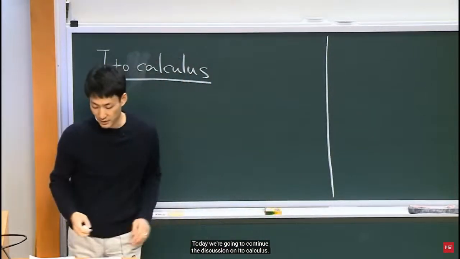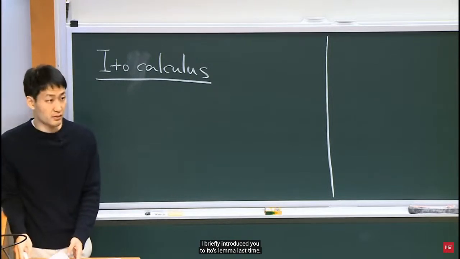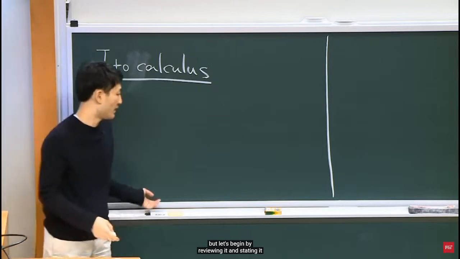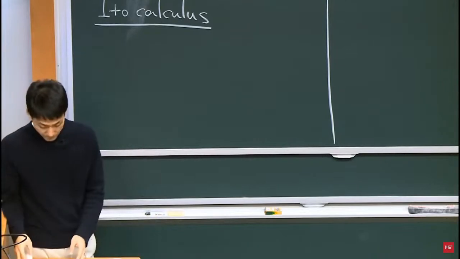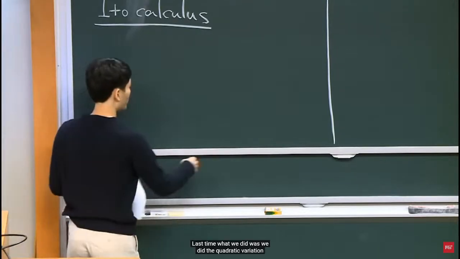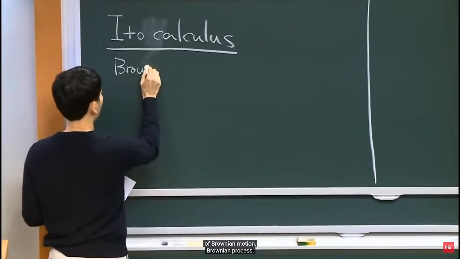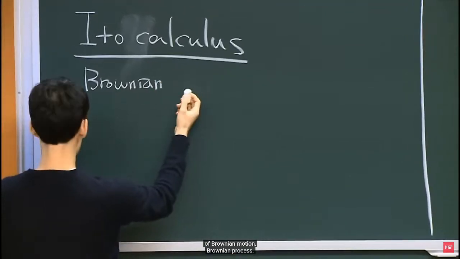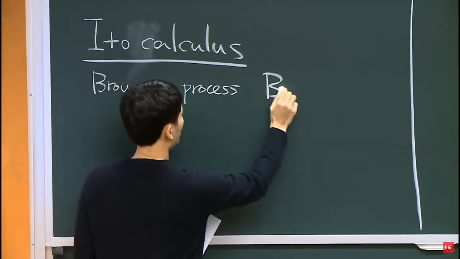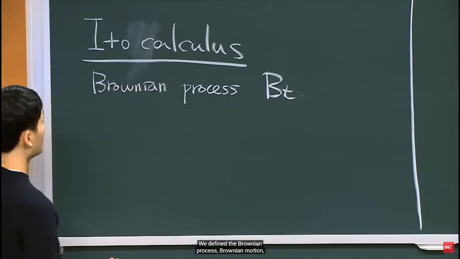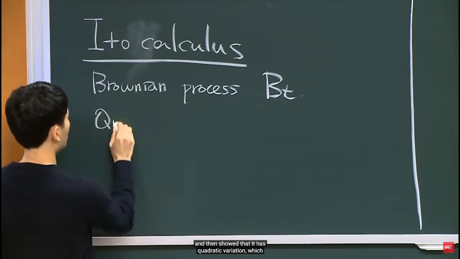So let's begin. Today we're going to continue the discussion on Ito calculus. I briefly introduced you to Ito's lemma last time, but let's begin by reviewing it and stating it in a slightly more general form. Last time we did quadratic variation of Brownian motion. We defined the Brownian process, Brownian motion, and then showed that it has quadratic variation.